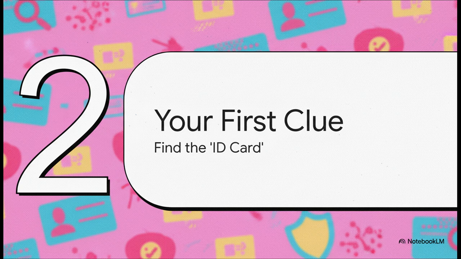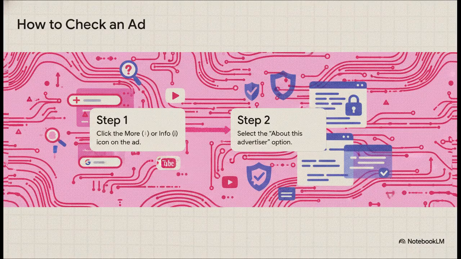Okay, so how do you actually find this ID card for yourself? It's way easier than you think. Seriously, it only takes 2 clicks. So on pretty much any ad you see across Google Search or YouTube or other sites that use Google Ads, just look for a little icon. It's usually 3 dots or a lowercase i. You click that, pick About This Advertiser, and bam, you're in.